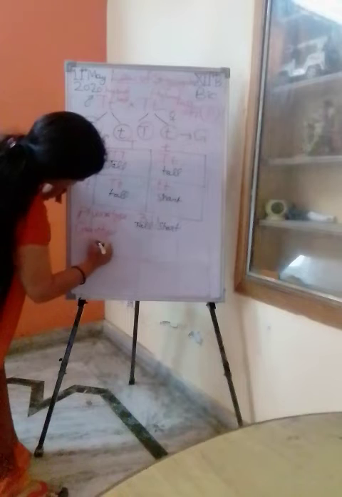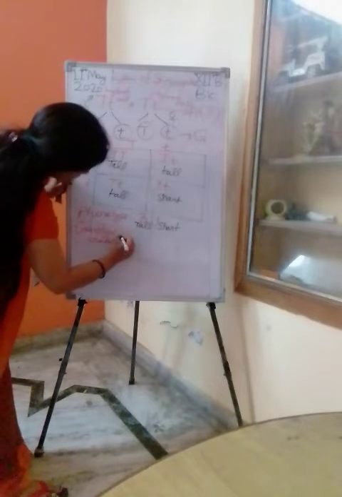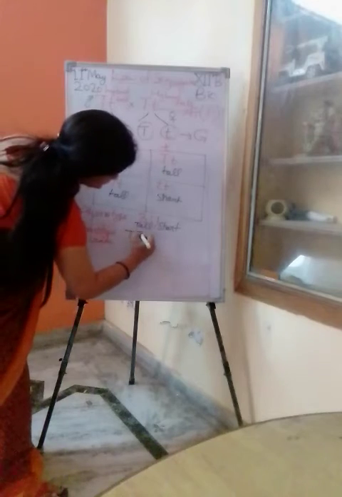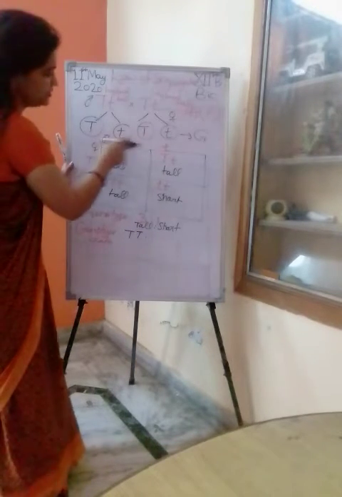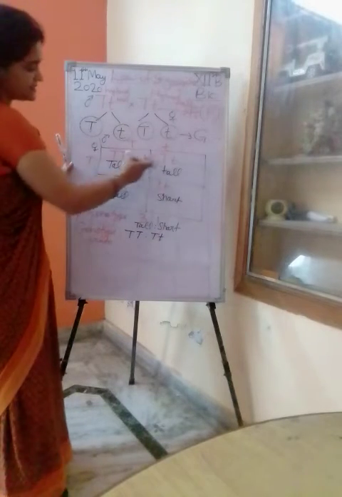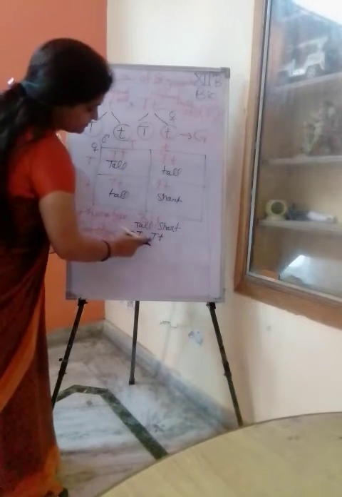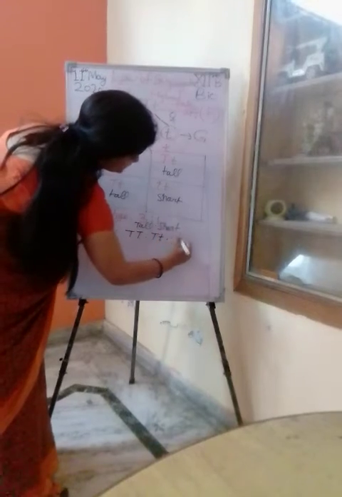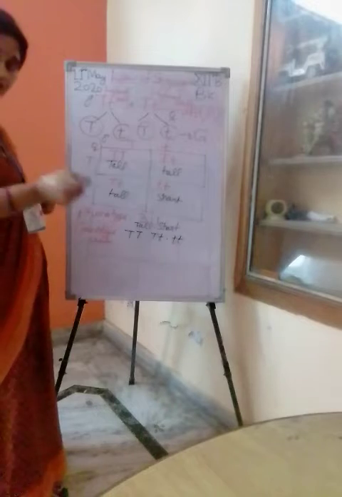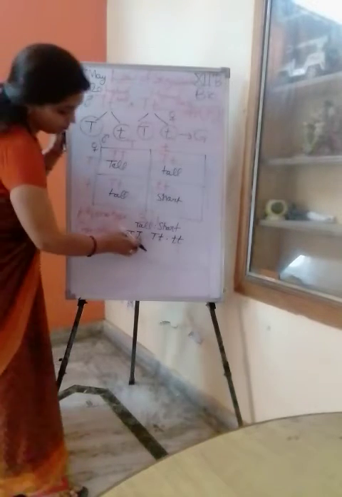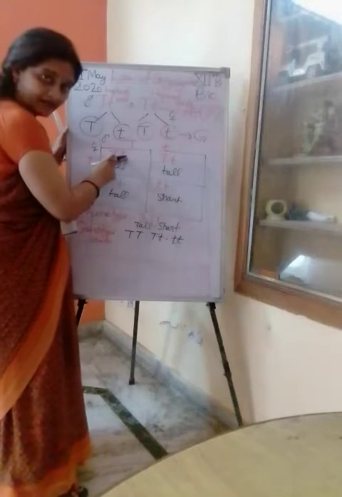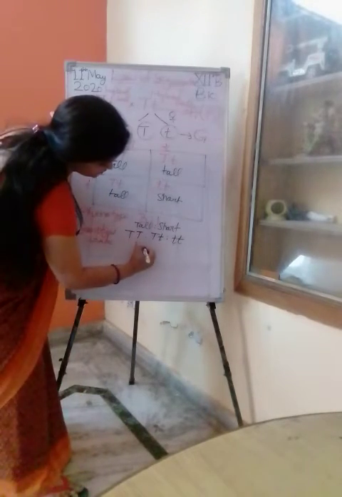Genotype ratio is: capital T, first allele, and write down the second allele, capital T, small t, that is heterozygous. Write only one time. Now small t. Students, look at the blackboard, and do you know how many times in a box? 1 time. It means 1 ratio.